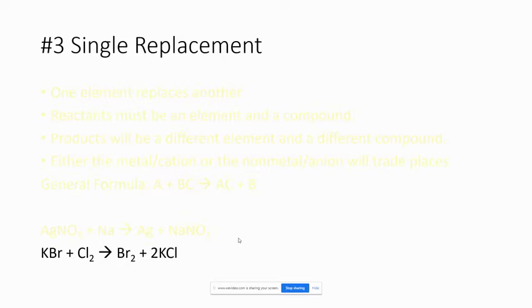Another example right here, we have potassium bromide plus chlorine. Chlorine is all by itself. Chlorine wants to be in a compound. So it's going to kick bromine out. So now bromine on the product side is by itself as an element, and we have potassium chloride as our compound. That seems pretty simple.